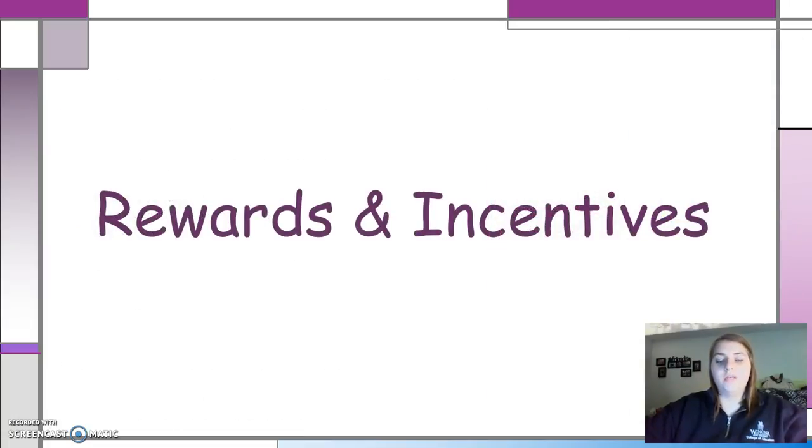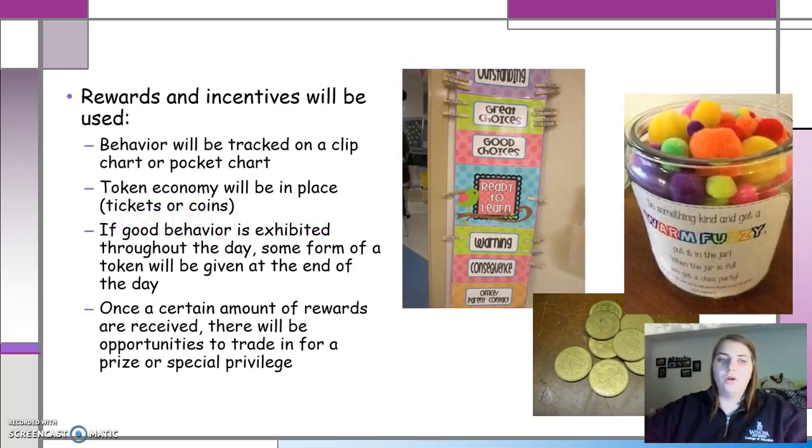So I believe in the use of rewards and incentives, and I plan on using them in my classroom someday. As I said before, I plan on tracking behavior on a clip chart or a pocket chart, and then I will also have a token economy in place. So if good behavior is exhibited throughout the day and they're on the good half of the clip chart or they have a certain color card, they will receive a token at the end of the day, and that's for each student individually. And then I also plan on having one as a whole class, that if the class shows me that they're listening really well or doing something really well, the class as a whole will receive some sort of a token.